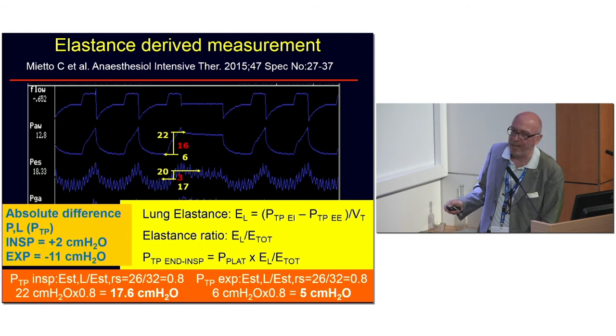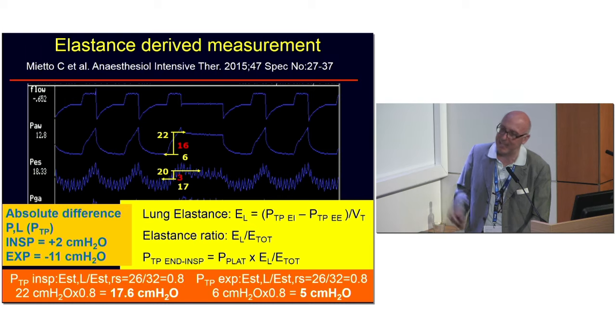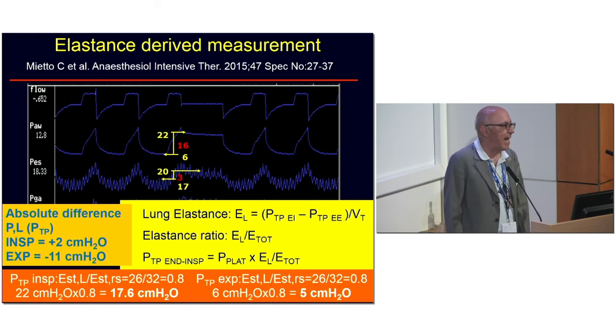And if you look at the PEEP at expiration, it is the same. You have 6, so PEEP 6 times 0.8 is 5, which is completely different from minus 11. Is it clear? So if you measure by the elastance-derived method, you have other numbers compared to the absolute.